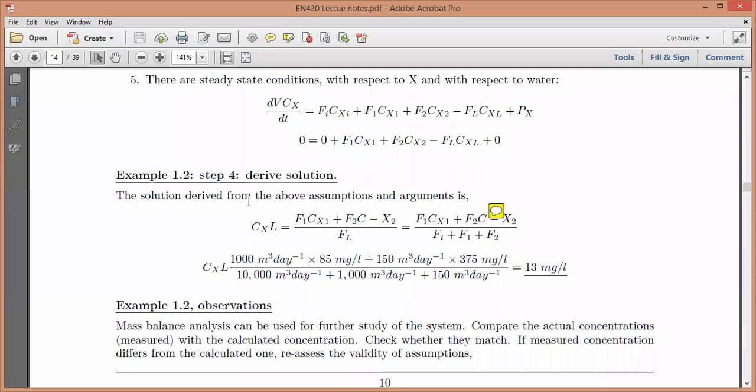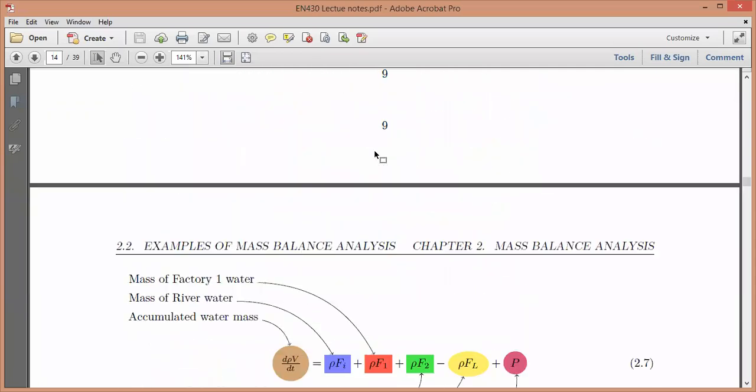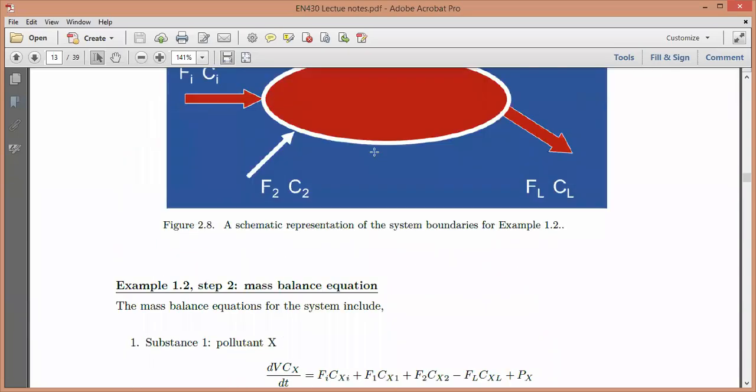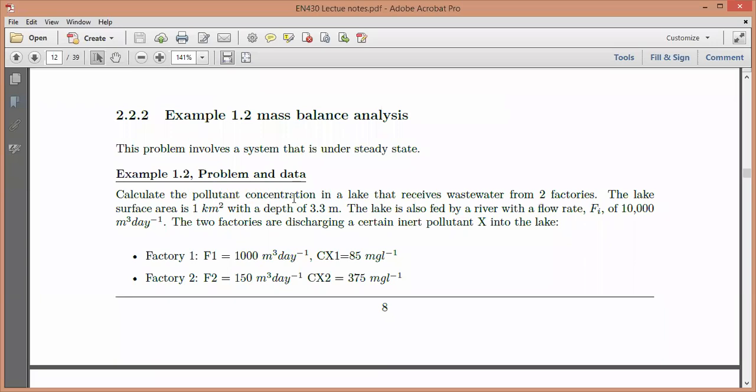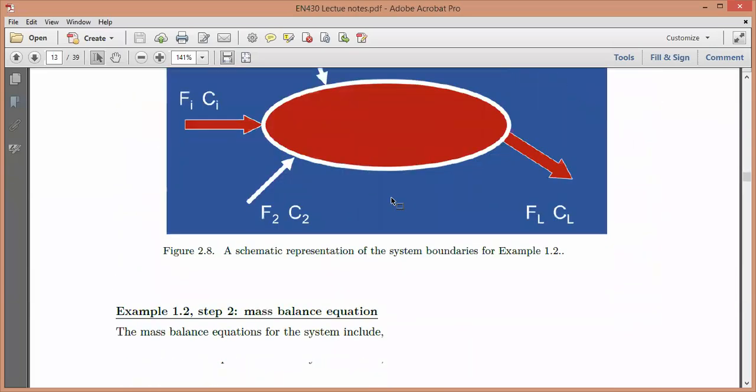Okay, so our question was asking us what? To find, let's come back to our question just quickly so that we look at it together and understand it again. Calculate the pollutant concentration in a lake that receives water from 2 factories. So you're asked to find what? The pollutant concentration in the lake, isn't it?